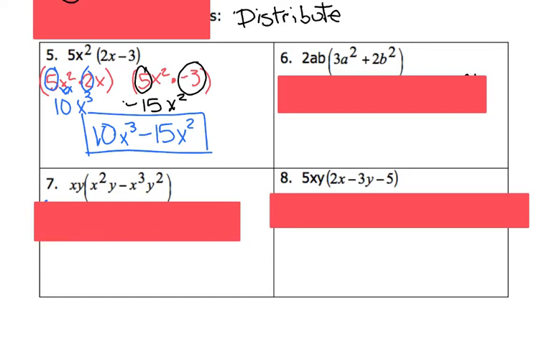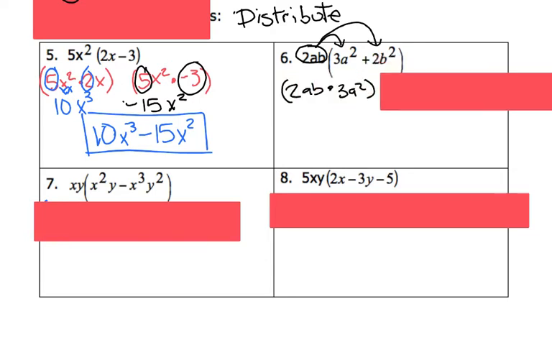Number 6. So we are distributing 2AB, which is on the outside. Basically what we're doing is 2AB times 3A squared, and then 2AB times positive 2B squared. So I'm going to break it down like so. I'm just rewriting what I just said. 2AB times 3A squared. If you need to do this step by step, let's work that part out first.